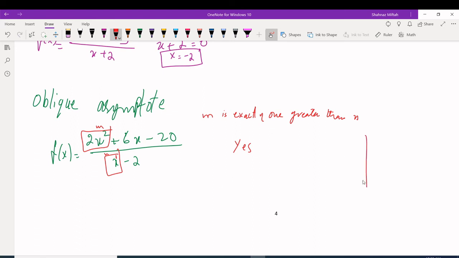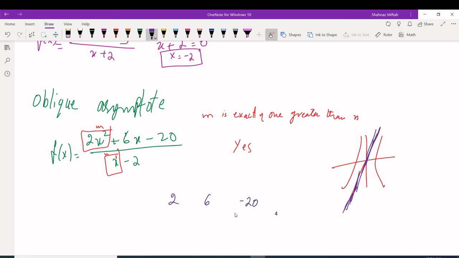But what is the equation for the oblique asymptote? If I have a graph like this, then between the branches, this line is my oblique asymptote. What is the equation for this? It's supposed to be a linear equation, mx plus b. So how do I get that? For this purpose, we do synthetic division. What does synthetic division mean? In synthetic division, you pick all the coefficients, like 2, 6, and negative 20.